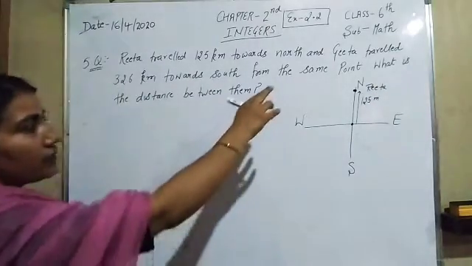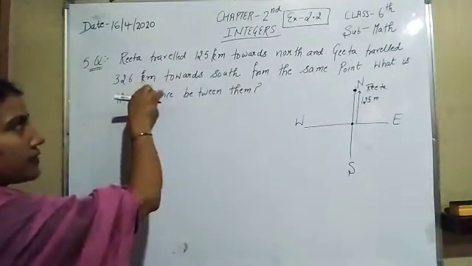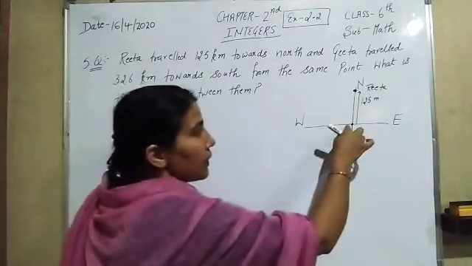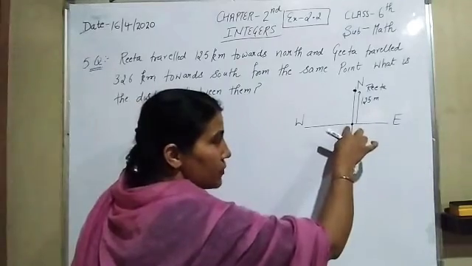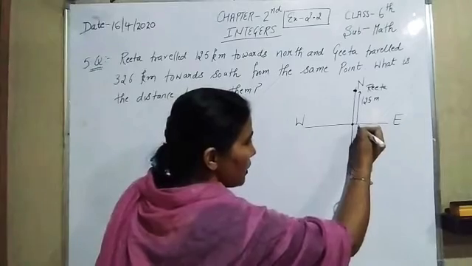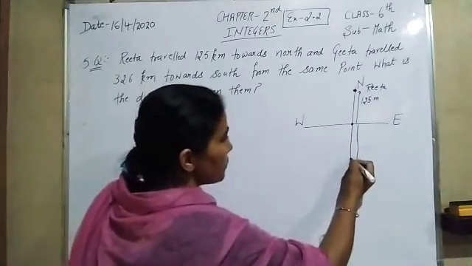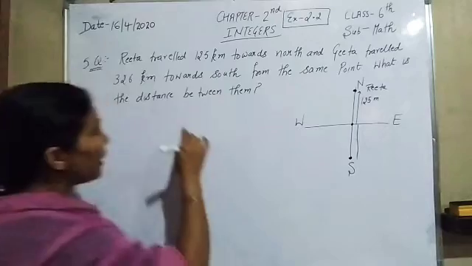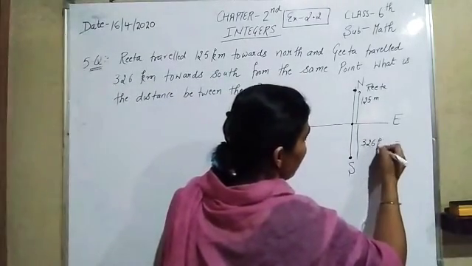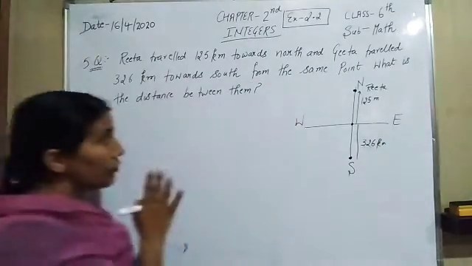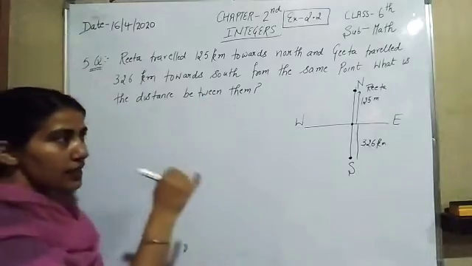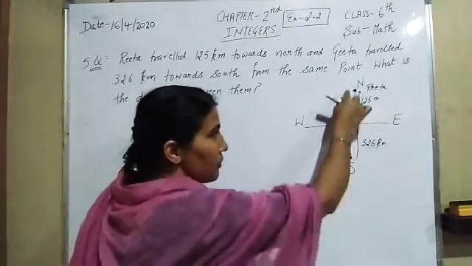After that, we are given that Geeta traveled 326 km towards the south from the same point. That means Geeta also starts from the same point. From this point she starts and goes in the south direction, that means downward. She will be in this position now, after covering the distance of 326 km. And what we have to find out? We have to find out the distance between them.